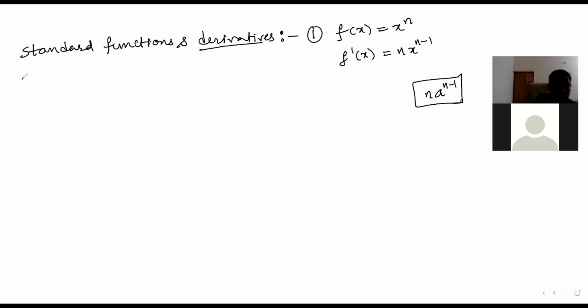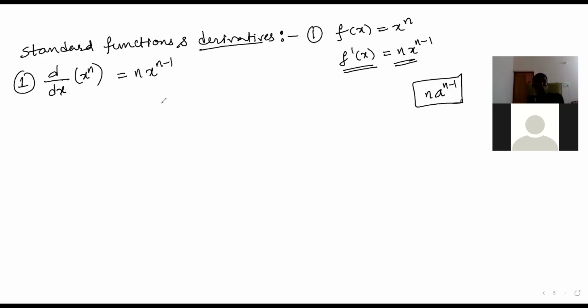Otherwise, you can say it like this: number one is d by dx of x to the power of n, which is n into x to the power of n minus 1. This is only a representation, don't get confused. You can either write f dash of x, or you can say d by dx of x to the power of n. It simply means derivative. It is only the symbol of the derivative.